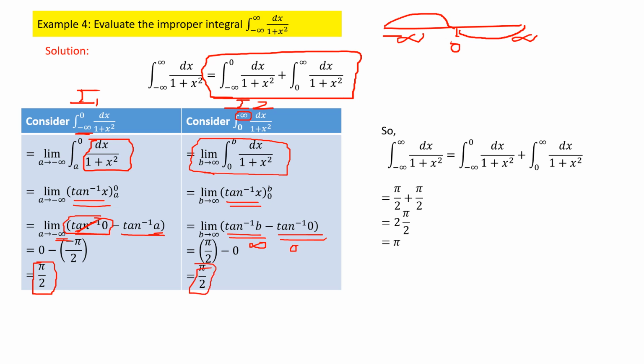For the final answer, we have to add the I1 and I2 results. I1 equals pi by 2, I2 equals pi by 2. So pi by 2 plus pi by 2 will give you 2 times pi by 2. By cancelling 2 and 2, we are left with pi as the answer.